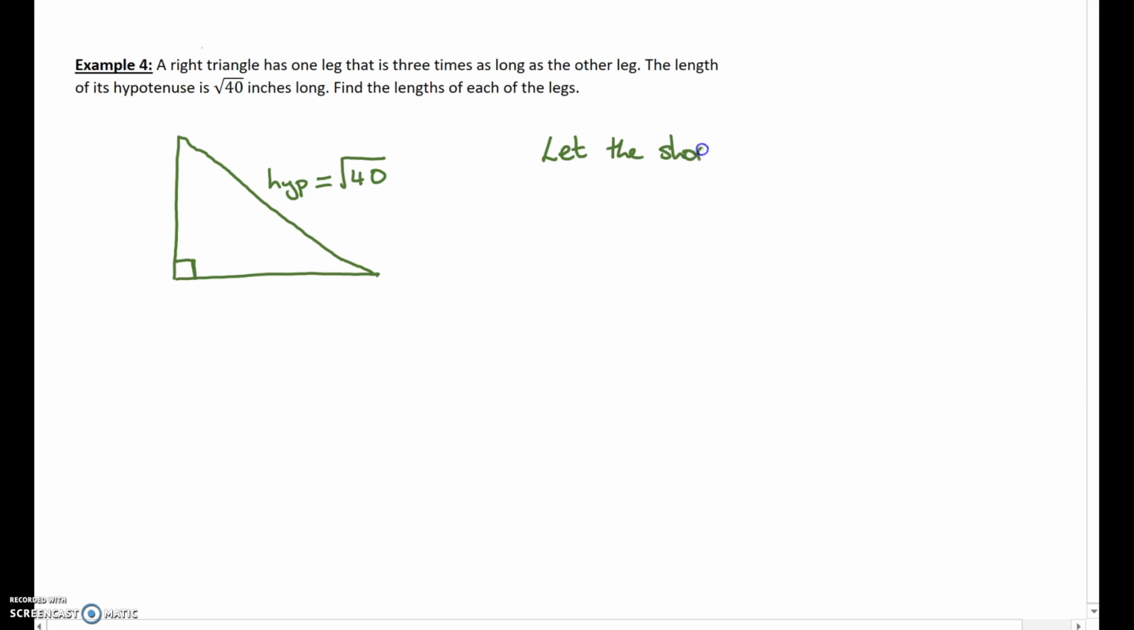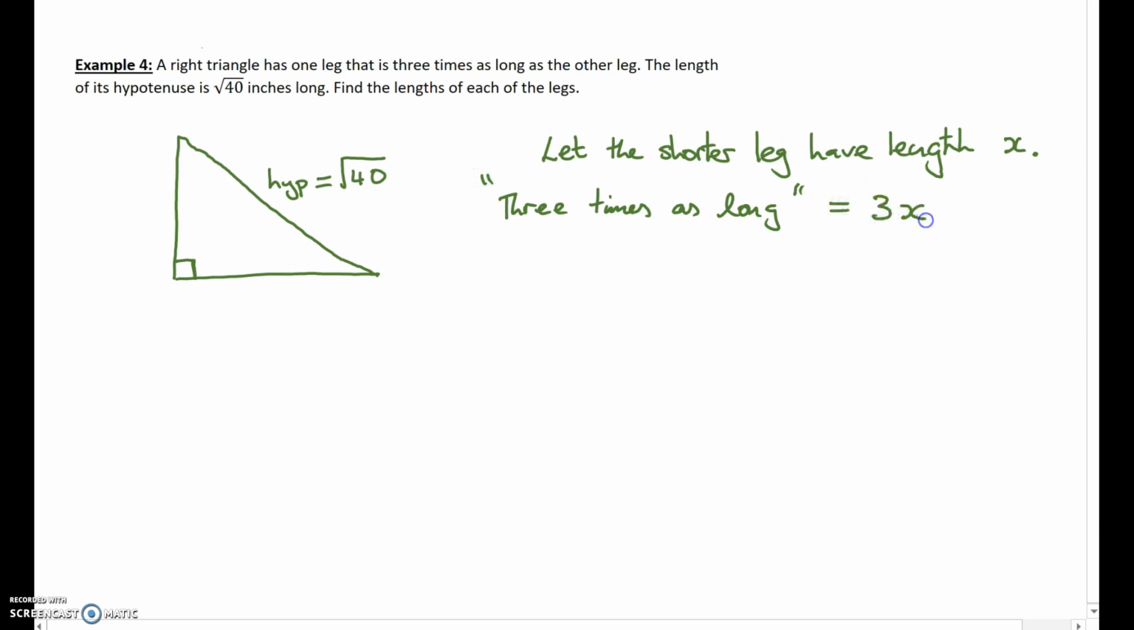Let the shorter leg have length x. Okay. Now the other leg is 3 times as long. Well, that means 3x. If it was 3 inches longer, we would say 3 plus x, but 3 times as long is 3x.